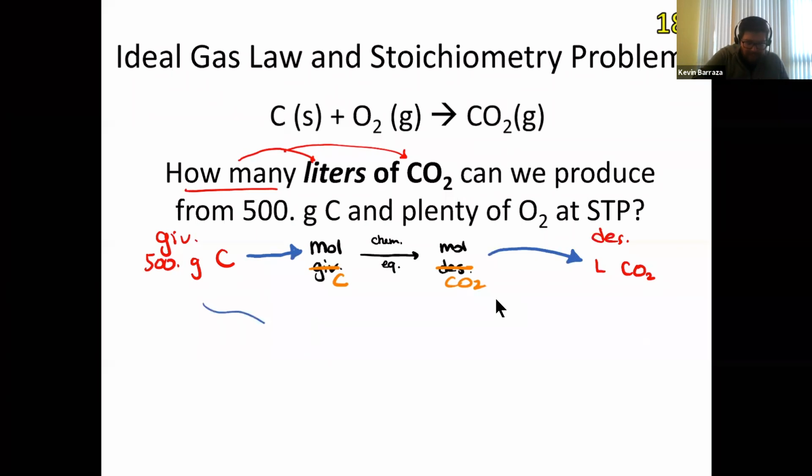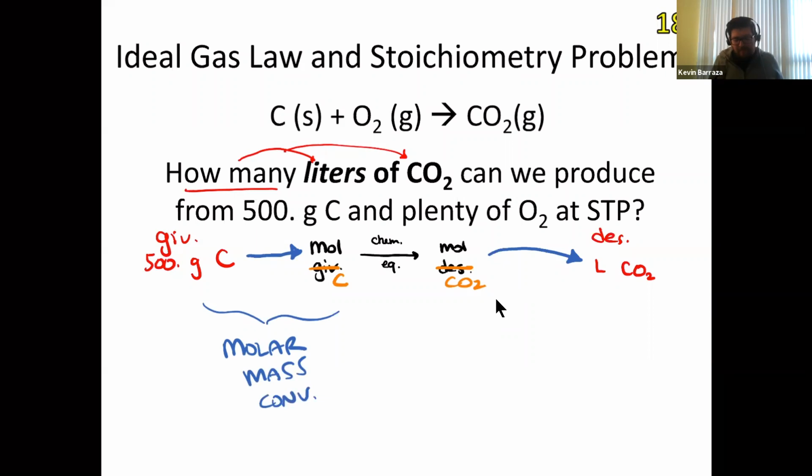Now, we've done this several times. How am I going to do this first step, turning grams of carbon to moles of carbon? That's a molar mass conversion. The middle arrow is my balanced chemical equation conversion. I'm going to use my information there. But my desired is going from moles of CO2 to liters of CO2. How do I turn moles of a gas into liters of a gas?